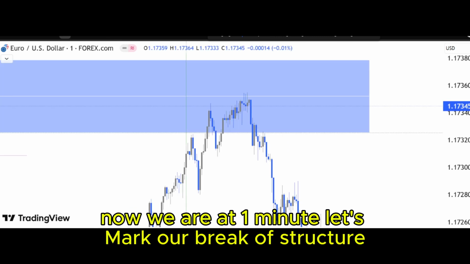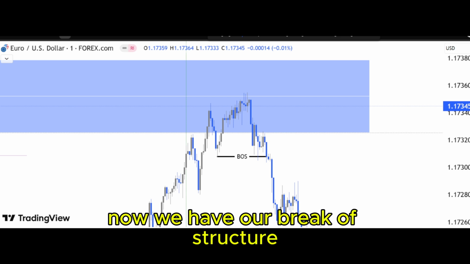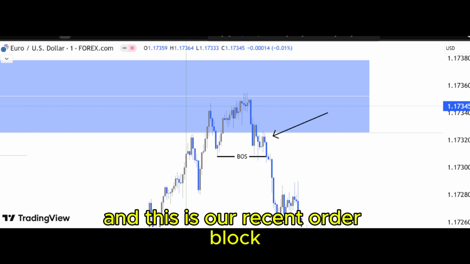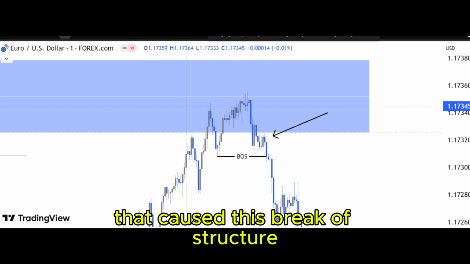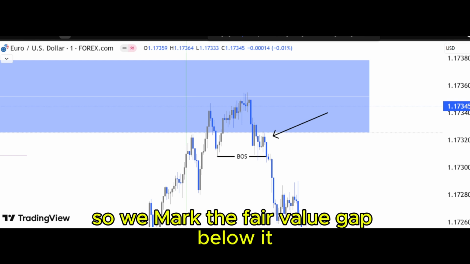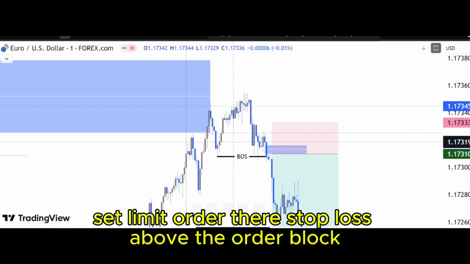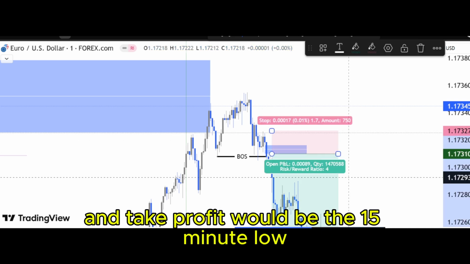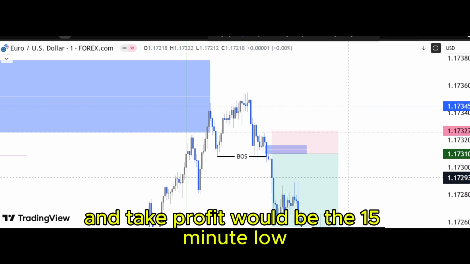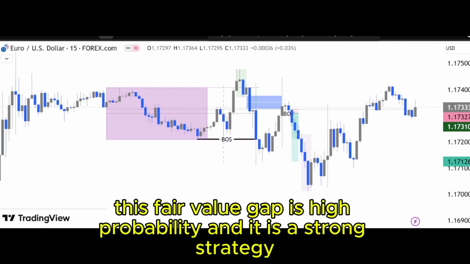Now we are at 1 minute. Let's mark our break of structure. Now we have our break of structure and this is our recent order block that caused this break of structure. So we mark the fair value gap below it. Entry would be at the tip of the fair value gap, set limit order there, stop loss above the order block, and take profit would be the 15-minute low. As you can see, this fair value gap is high probability and it is a strong strategy.